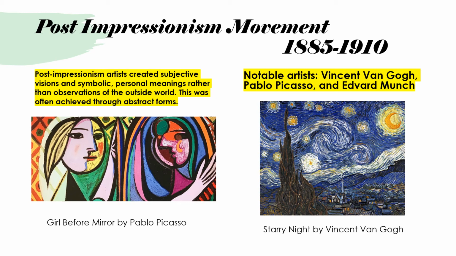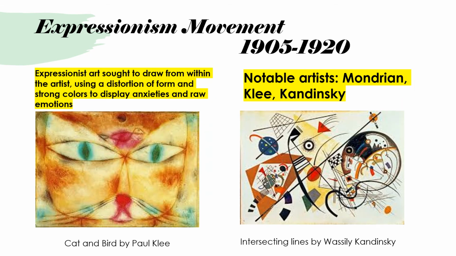All right, let's move on to Expressionism. Expressionist artists sought to draw from within the artist, using a distortion of form and strong colors to display anxieties and raw emotions. So think about the term expression. Expressionism artists wanted to show emotion. They wanted to show that emotion through strong colors, through form, through a lot of shapes and lines.